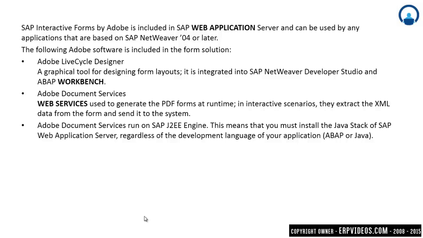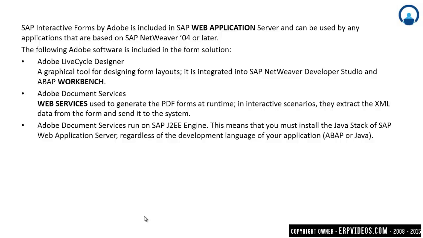Web services are used to generate the PDF forms at runtime in interactive scenarios. They extract the XML data from the form and send it to the system. So this is the use of the Adobe Document Services, where it interacts with the data that has been provided at the runtime, and they extract the data in the XML format and send it to the system.